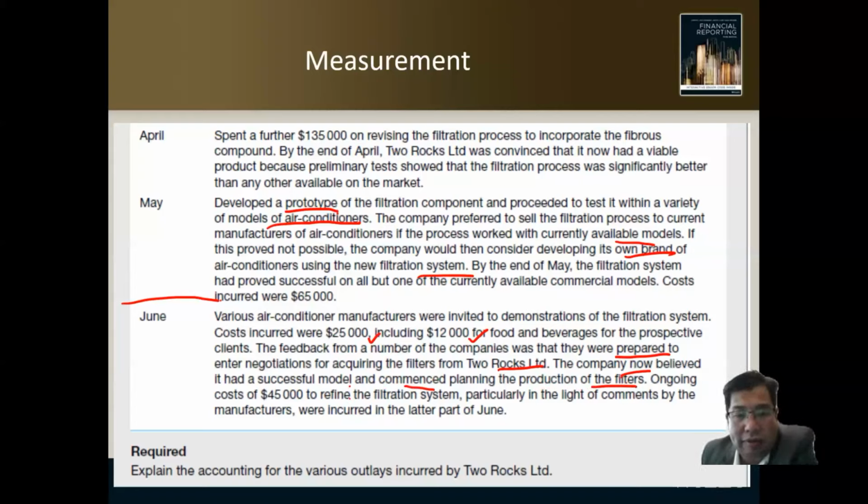Ongoing cost of 45,000 was needed to refine the filtration system, particularly in the light of comments of the manufacturers, incurred in the later part of June. So we have this project running for 6 months. So the question is how you are going to record all these transactions. Which one should go as asset? Which one should go as liability? Not liability, as expense.